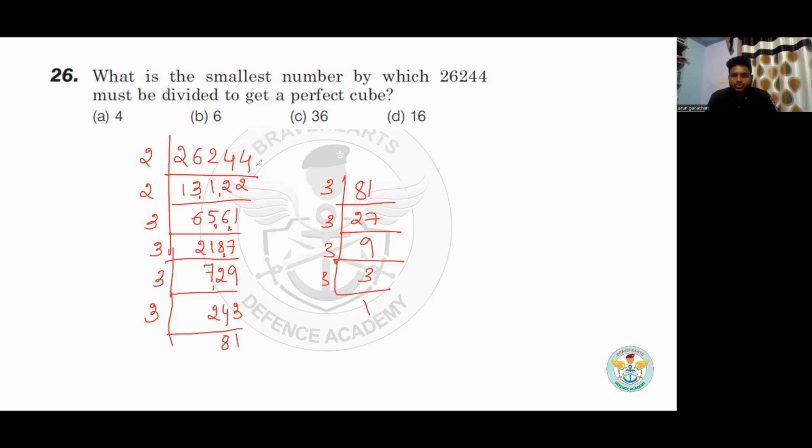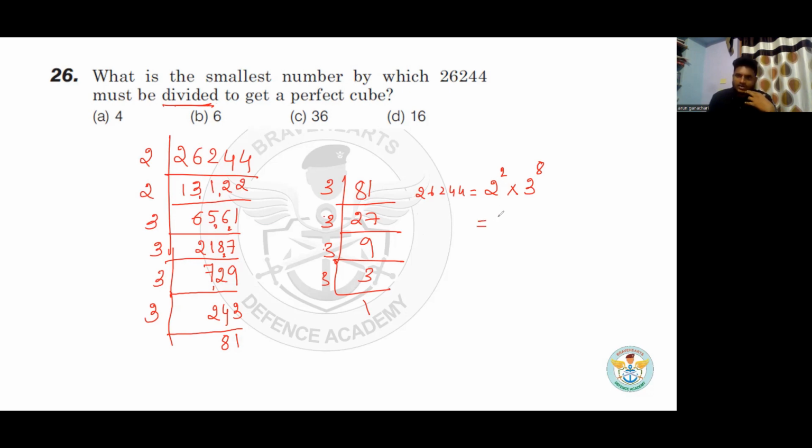So 26244 can be written as, how many 2s are there? I think there are 2 2s. And how many 3s are there? 1 2 3 4 5 6 7 8. There are 8 3s. Getting this? So the question is divided. If the question was multiplied, we would have given the numbers. But the question is divided, so we have to take out the numbers.